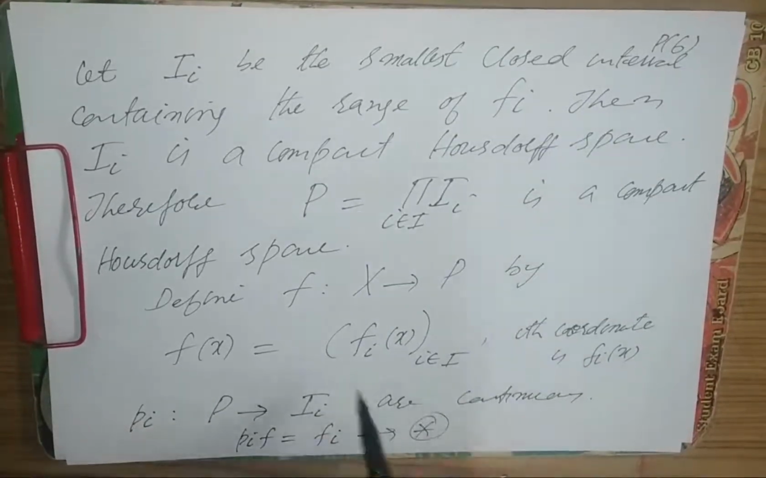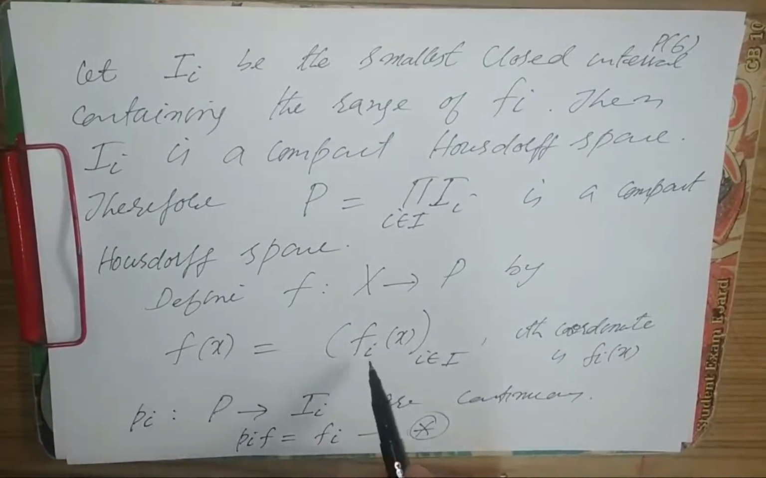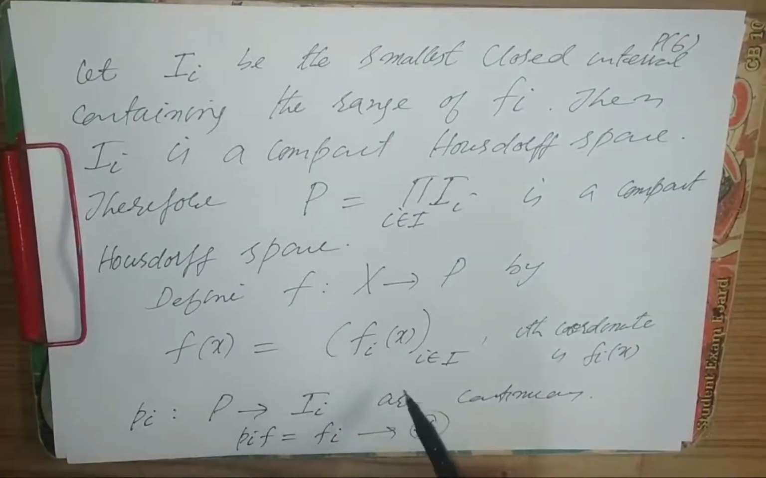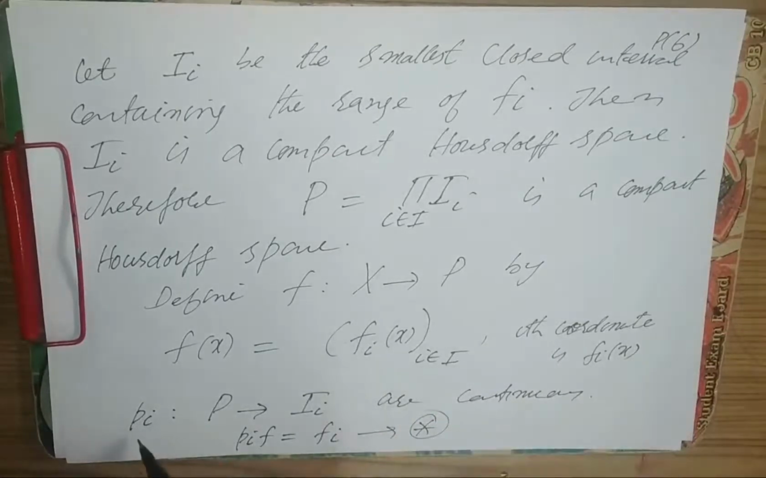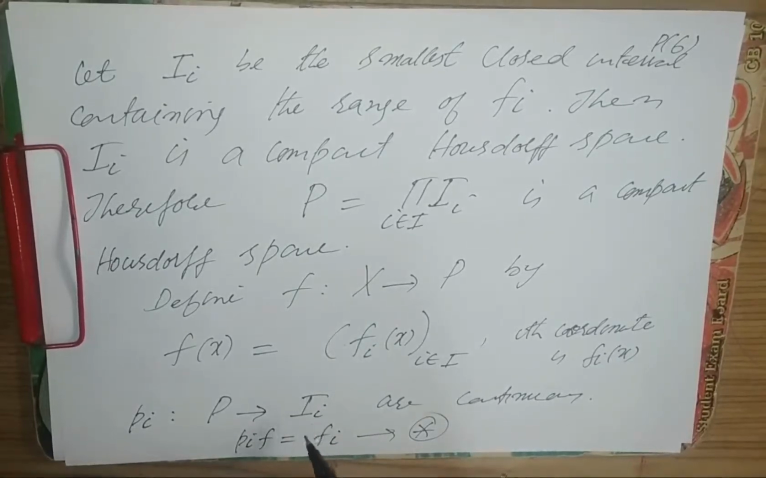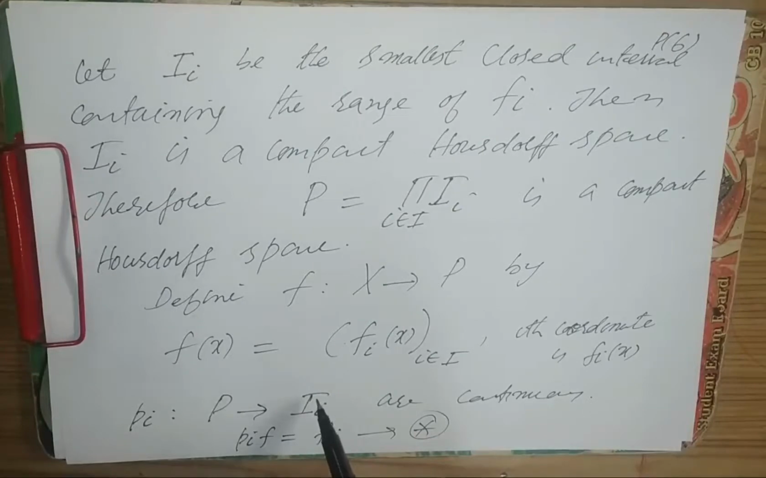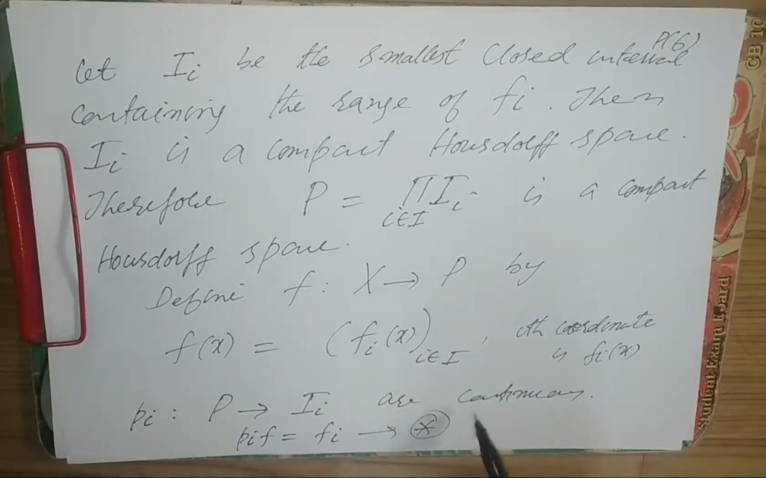Now this f(x) is equal to (f_i(x)), where f_i(x) is the ith coordinate of this tuple. Now this π_i is the projection map from the product space to its ith coordinate space, and the projection mappings are continuous mappings.